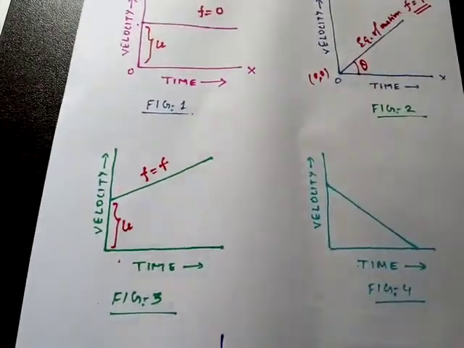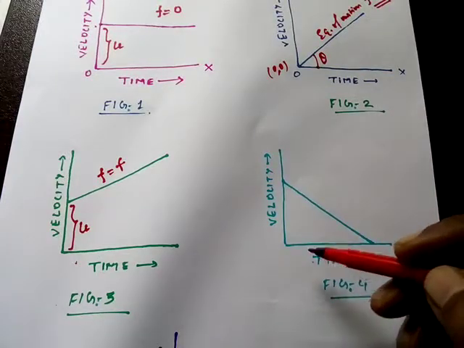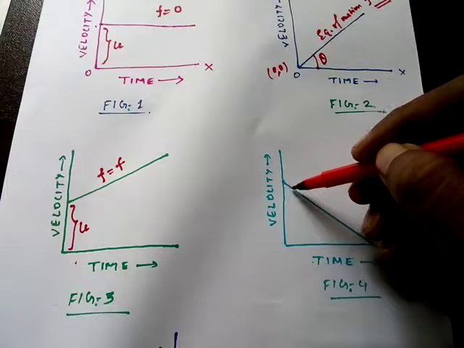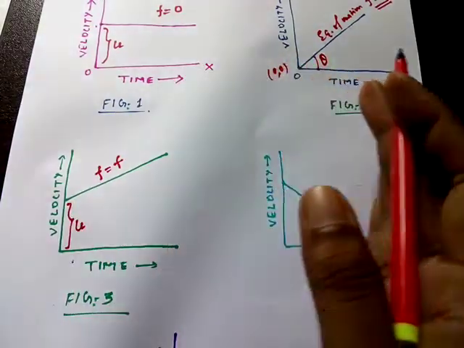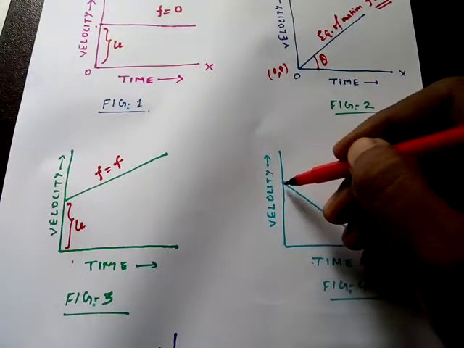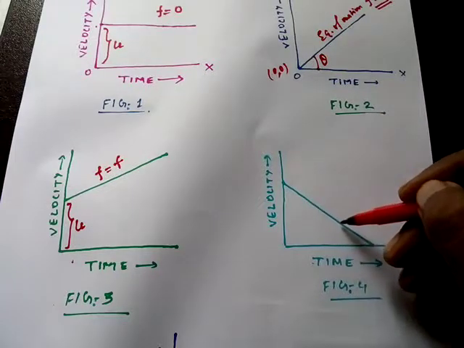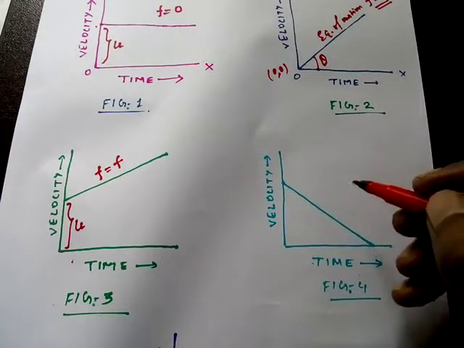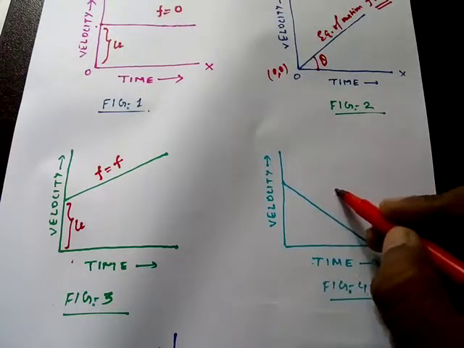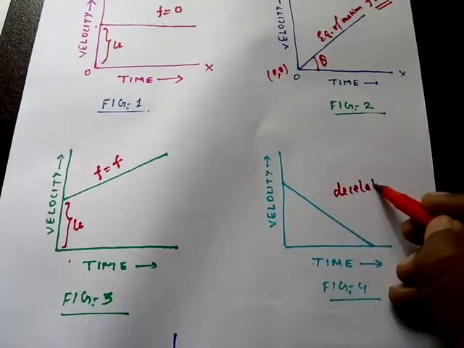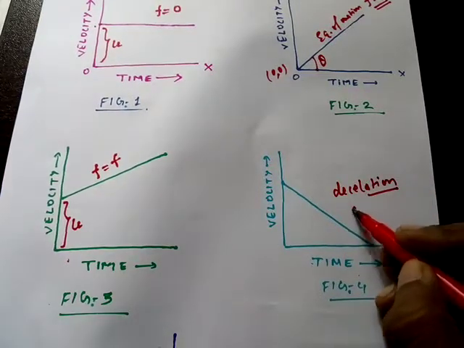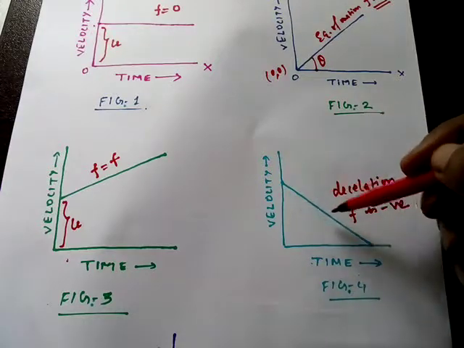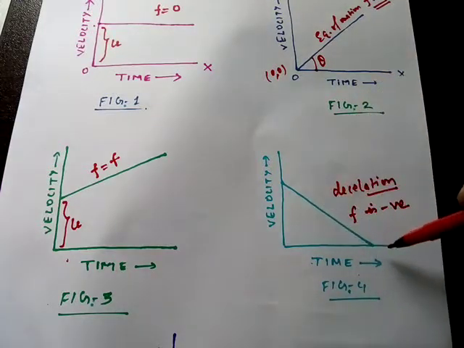Next, in figure 4, velocity time graph, here I am finding that the line is moving with time, that is, if I am moving towards the right direction, the velocity is coming down, that is, velocity is decreasing. So this is a case of deceleration, that is, here f is negative, there is a negative acceleration, velocity is decreasing.